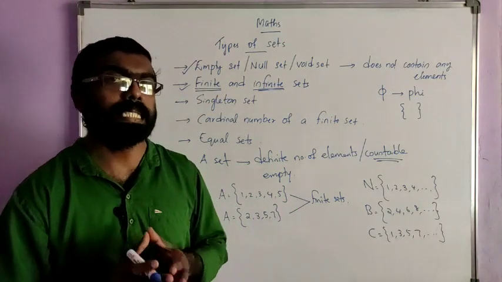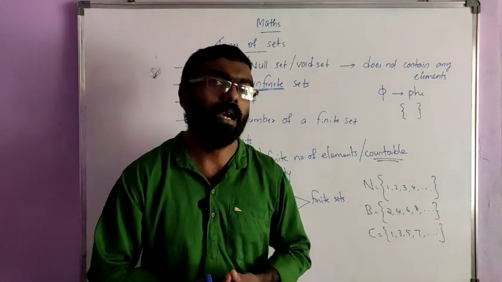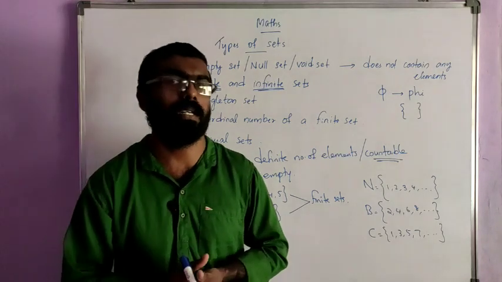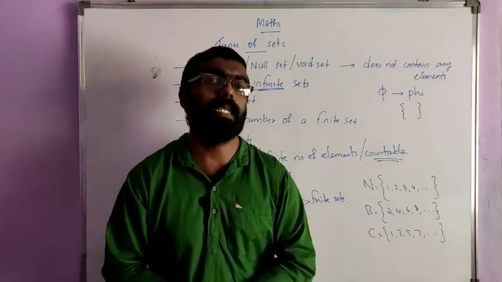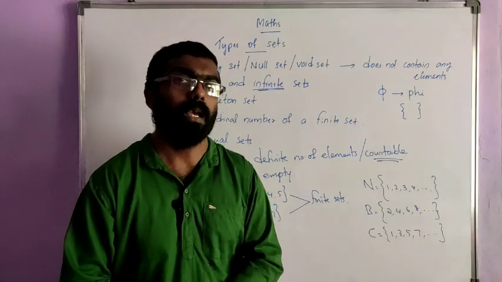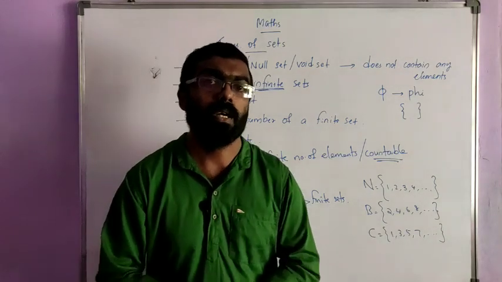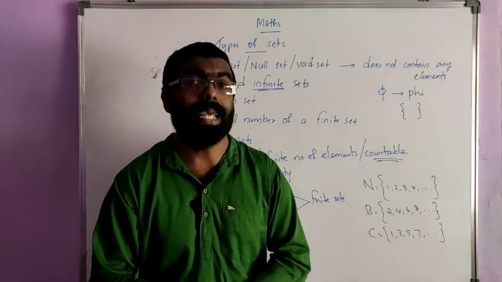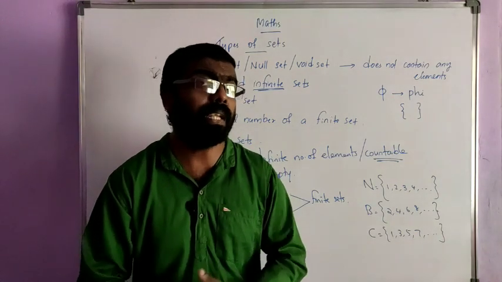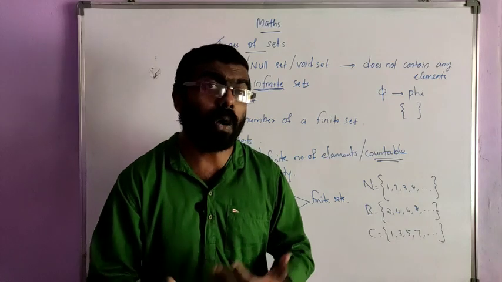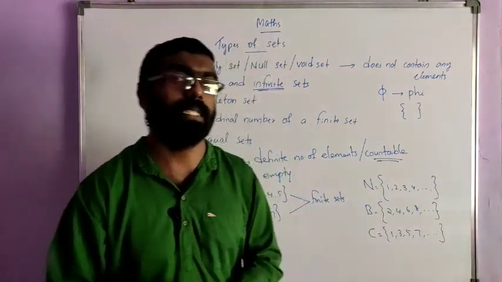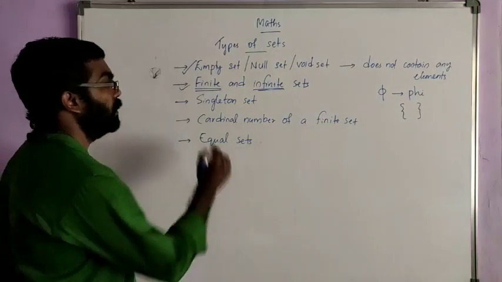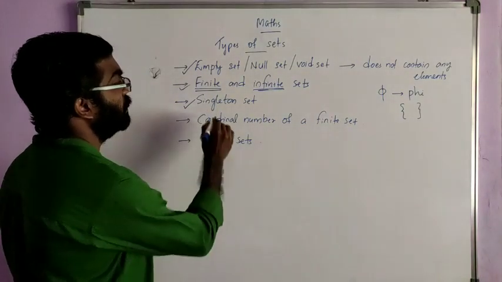Finite set means a set which is empty or contains a definite number of elements is called what? Finite set, otherwise it is called infinite set. Okay, that means a set which is not finite is called infinite set, or we can say a set which contains indefinite number of elements, uncountable number of elements, that type of set is called infinite set. Clear? Now the next one is singleton set.